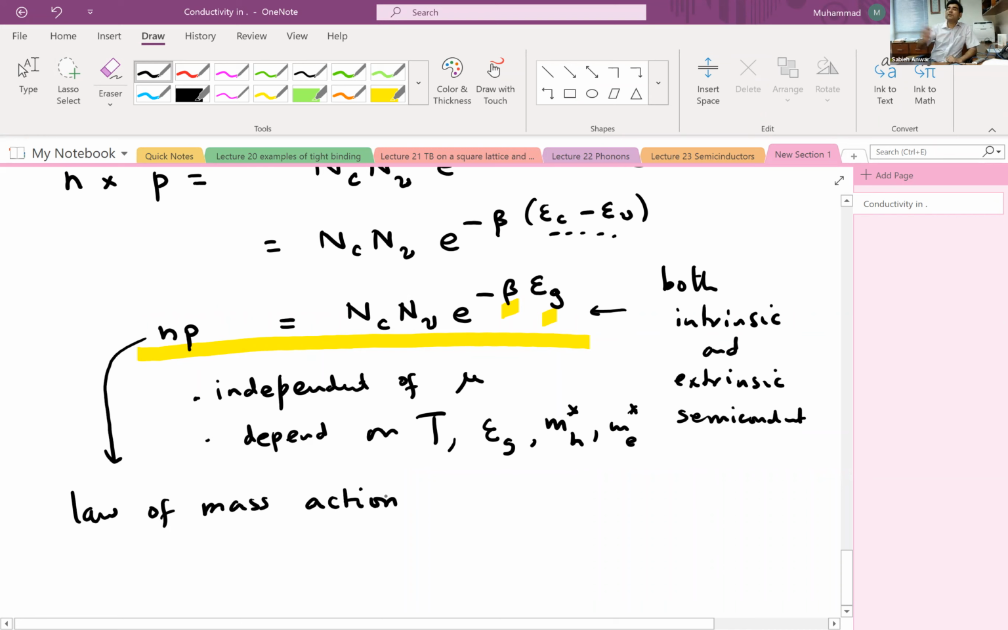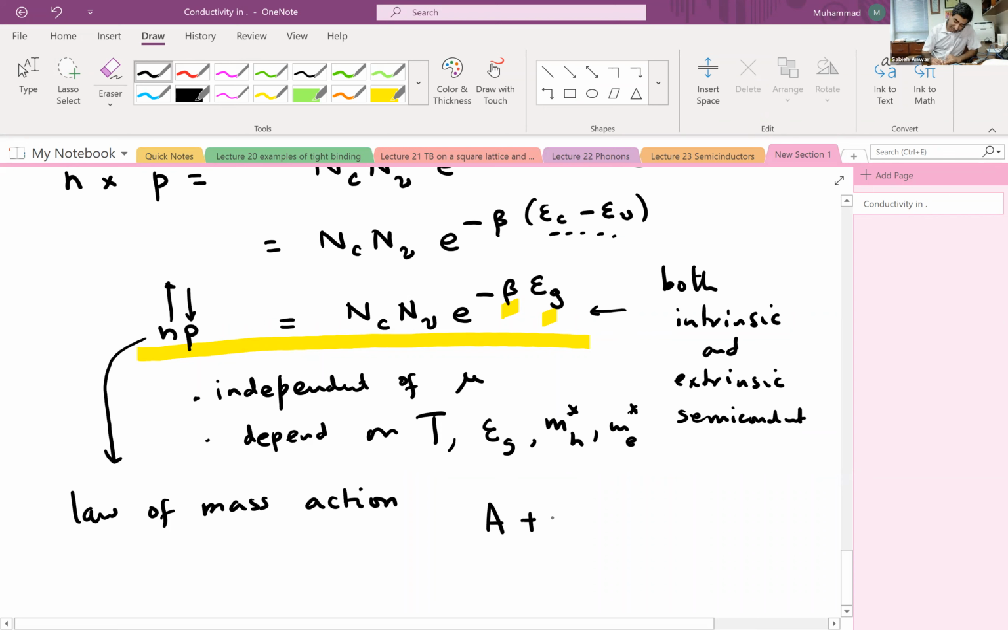And this is always constant. So if I put in more electrons inside a material and keep the temperature the same, then this product has to be constant. So if N goes up, P must go down. All right.